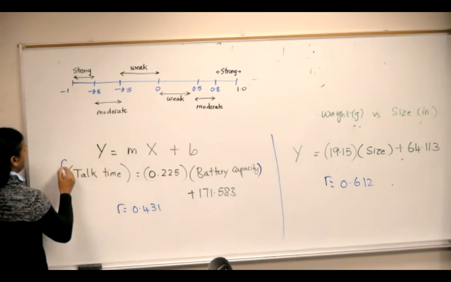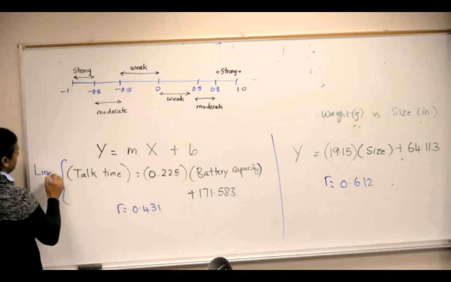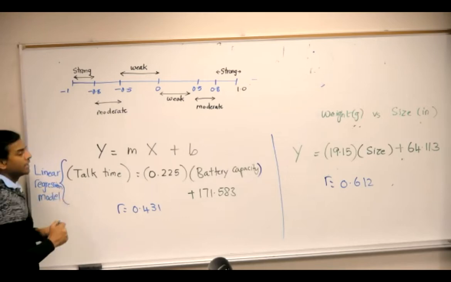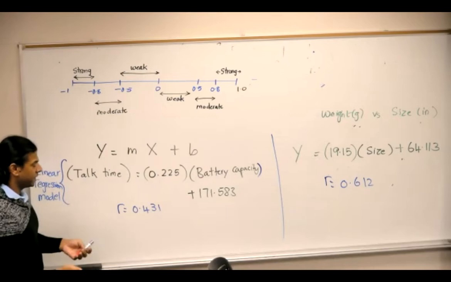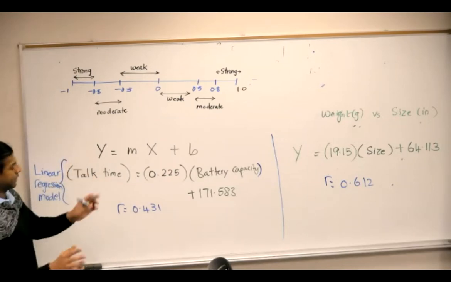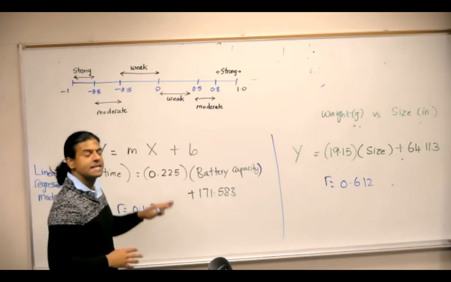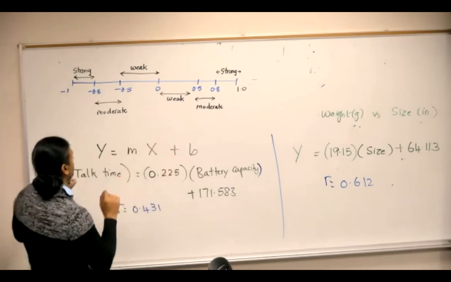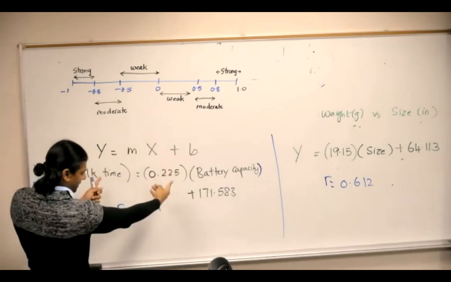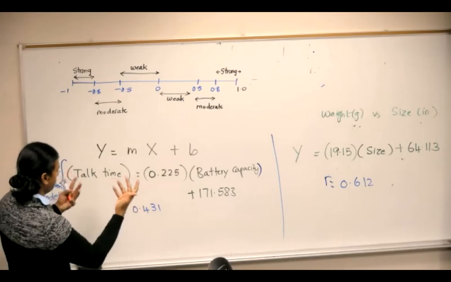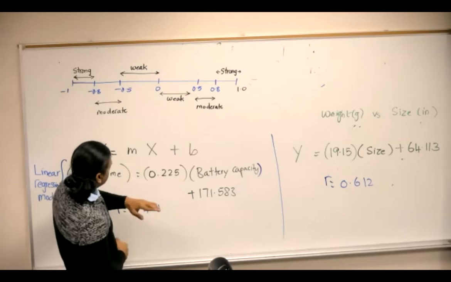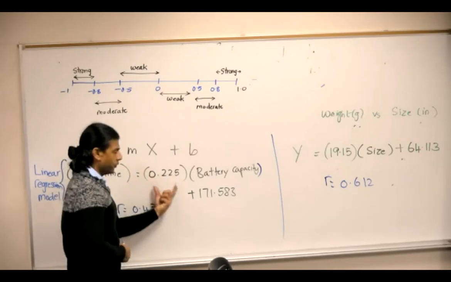What we found here is what we call a linear regression model. Why do we call it the line of best fit? Well, out of all the lines that you can come up with mathematically, this is the line that best describes the data that you have. So when you sketch this line, that would be the line of best fit because we have an equation of it. So how would we interpret that 0.225?